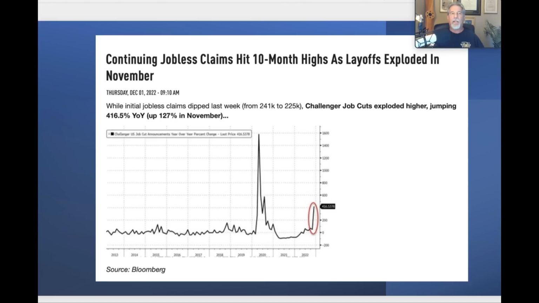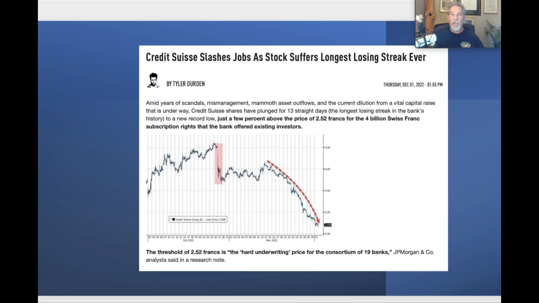Again, I'm not going to beat that dead horse, but I want to tell you that we're doing very well, our option traders, in this bear market. And I continue to think that we're going to have the best year ever in 2023.